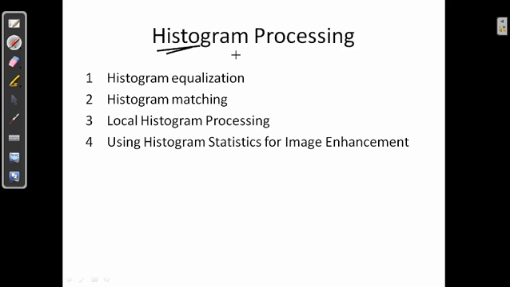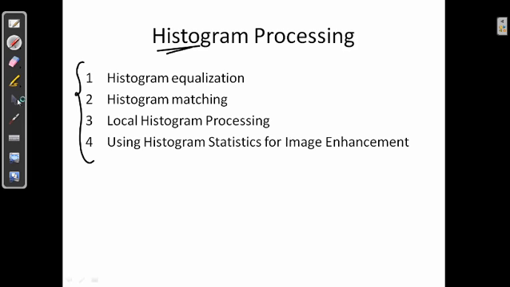When you come to histogram, we have these many topics. The first one is histogram equalization, the next is histogram matching, local histogram processing, and using histogram statistics for image enhancement. Okay, under histogram it will be coming under these four topics.